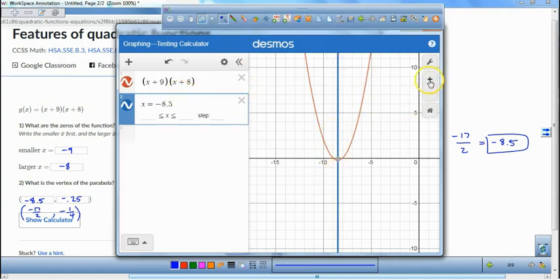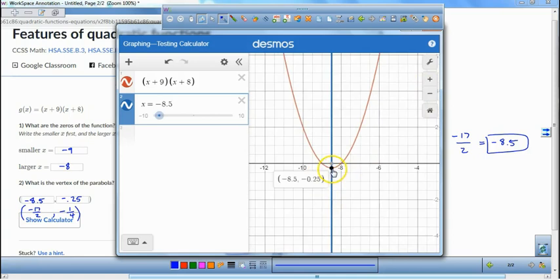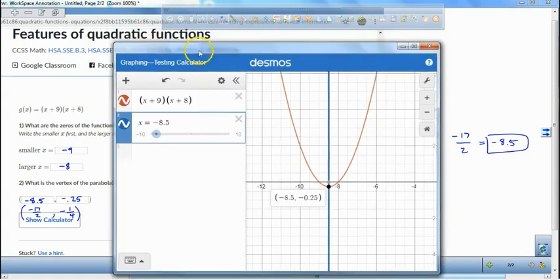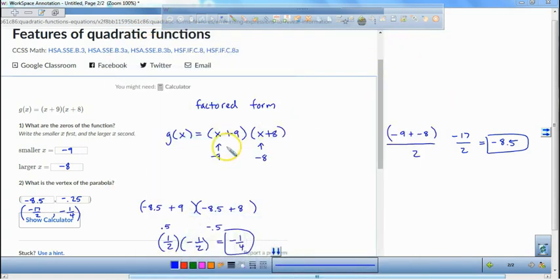And I'm probably going to zoom in a little bit. There we go, zoom it in, boom. Negative 8.5 and negative 0.25. Alright? Which gives me confidence to type this into the Khan Academy knowing that we did all of the math correctly. Alright, there's my zeros, negative 9, negative 8. There's my axis of symmetry, negative 8.5, by adding the two zeros together and dividing by 2. The average of my zeros is the axis of symmetry. I plug it in, I got negative 1/4.